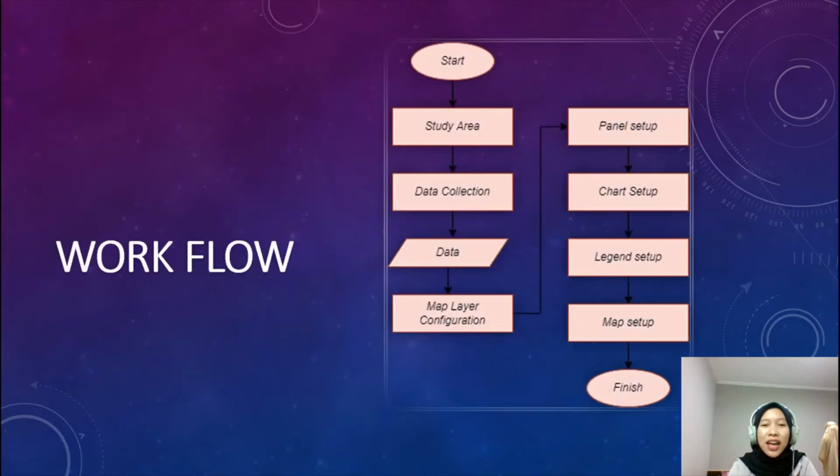The steps in the research that we carry out can be seen in the diagram. The first step is carried out starting from the study area, followed by collecting data until the required data is obtained. The data is then processed through the steps of map layer configuration, panel setup, chart setup, agent setup, and map setup. Then we obtain a time series of sea surface temperature in Indonesia.